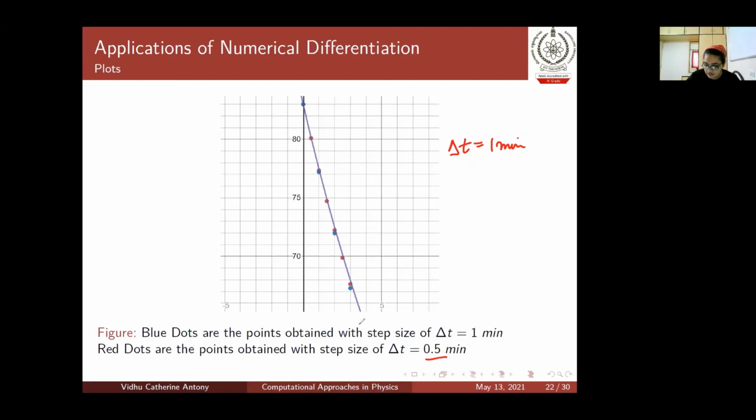So as you decrease the step size, you get values that are closer and closer to the analytic solution.